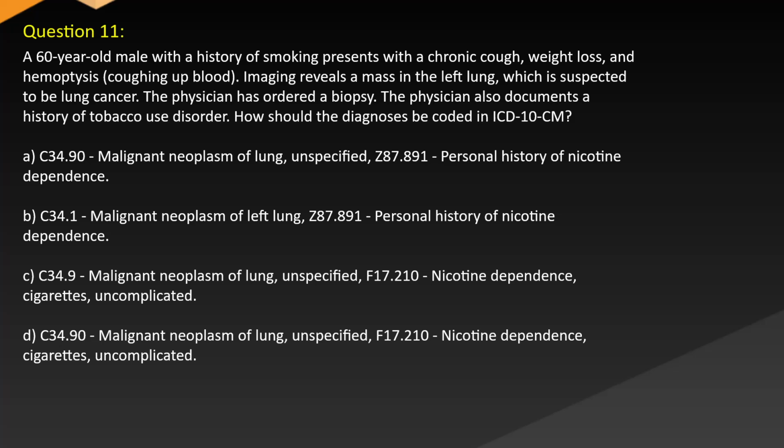A. C34.90, Malignant neoplasm of lung, unspecified; Z87.891, Personal history of nicotine dependence. B. C34.12, Malignant neoplasm of left lung; Z87.891, Personal history of nicotine dependence. C. C34.90, Malignant neoplasm of lung, unspecified; F17.210, Nicotine dependence, cigarettes, uncomplicated. D. C34.90, Malignant neoplasm of lung, unspecified; F17.210, Nicotine dependence, cigarettes, uncomplicated.